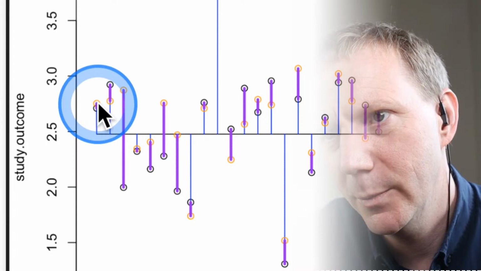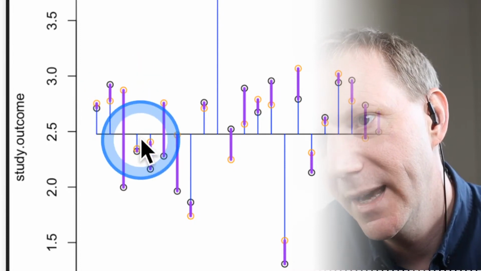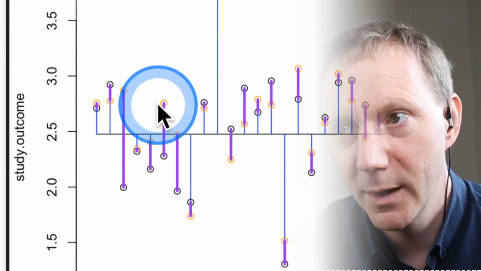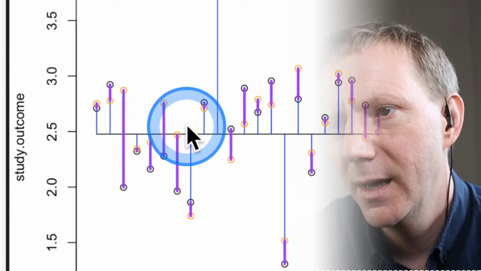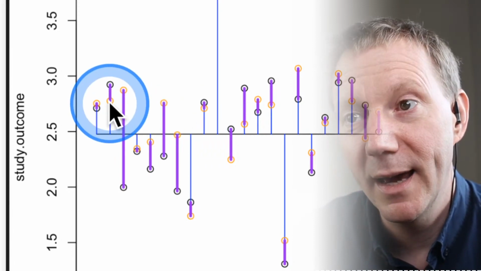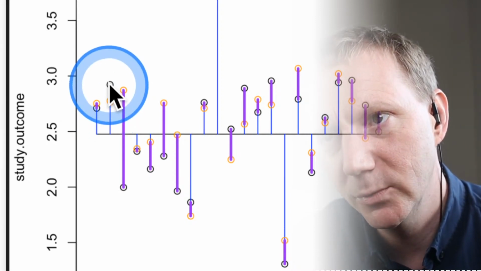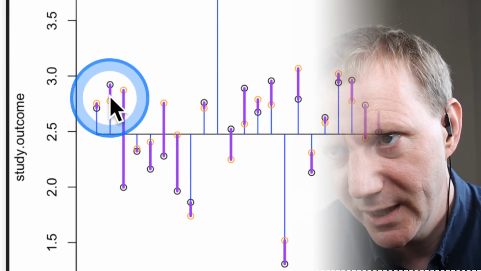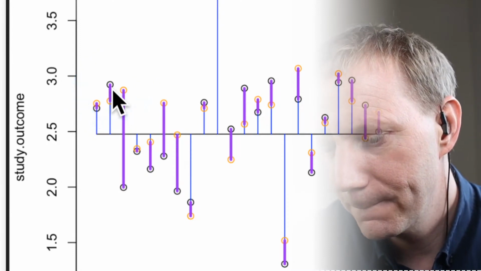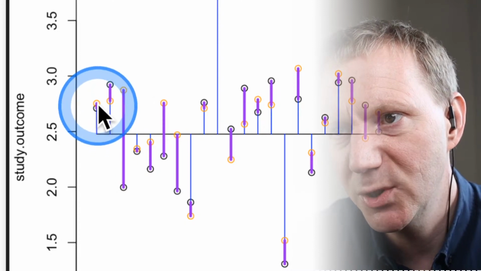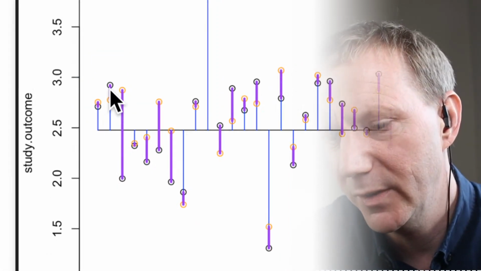And our model predictions are the orange circles here, and that is what our model predicts the study outcome to be. And here again, we can see how far we are off, what the error is, by the difference between our actual score and what the model predicts, which is indicated here with a purple thick line. So if we square the purple lines and add them all together, we have the sum of squares of the error.